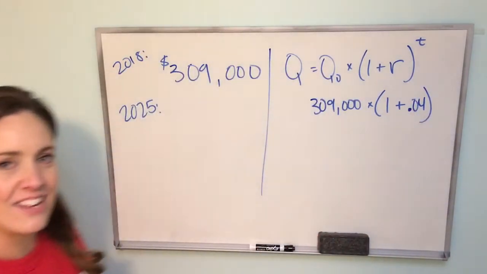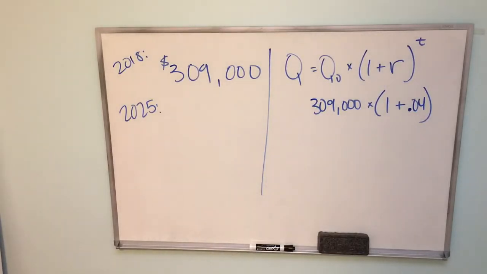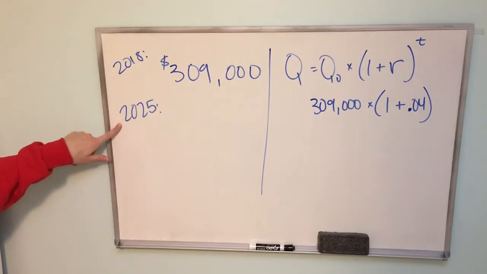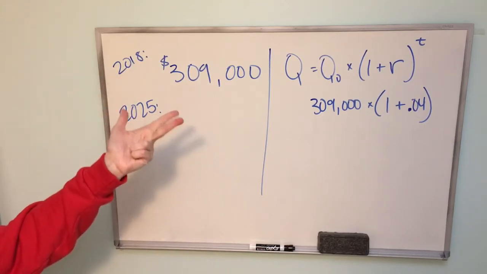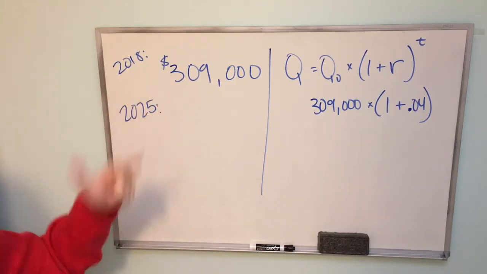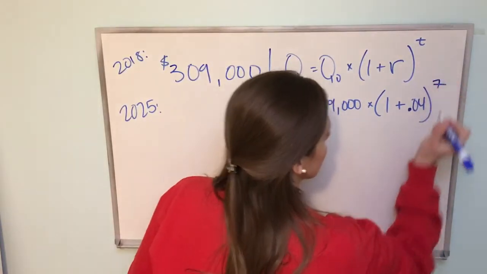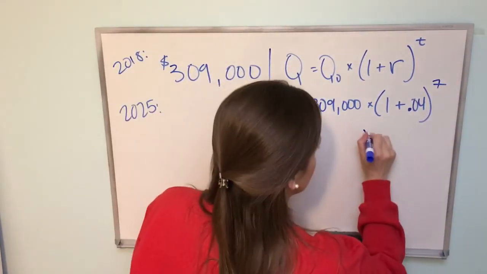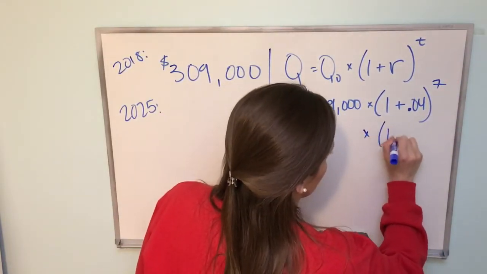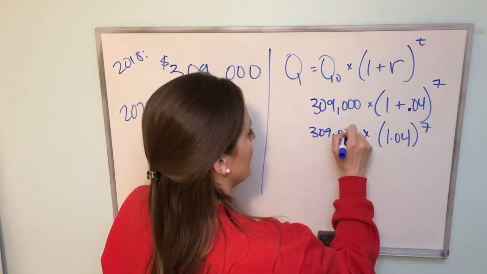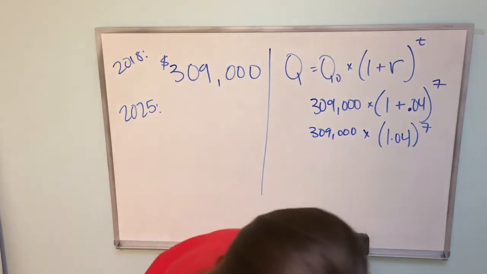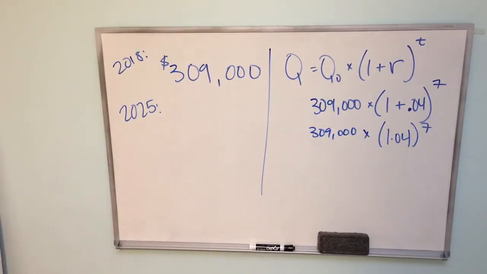And what's my T value from 2018 to 2025? It's 7, right? 18, 19, 20, 21, 22, 23, 24, 25. It's 7 years. So let's do that math. 1.04 to the 7th times 309,000. Do that math out on your calculator. I'll do it too. I didn't pre-do this. I like to kind of do them with you sometimes.